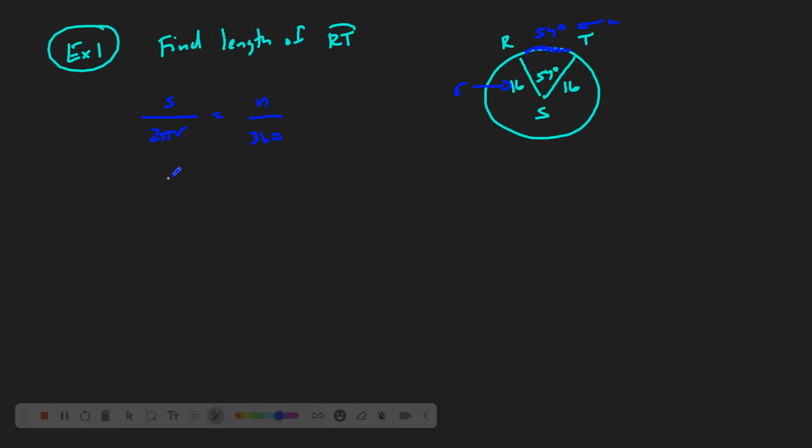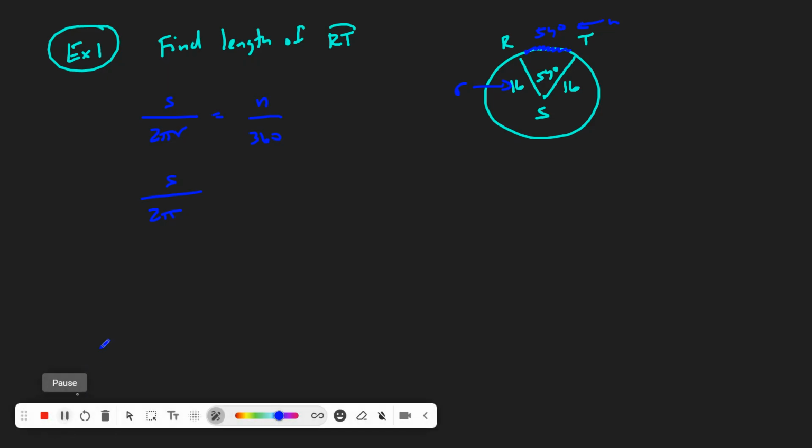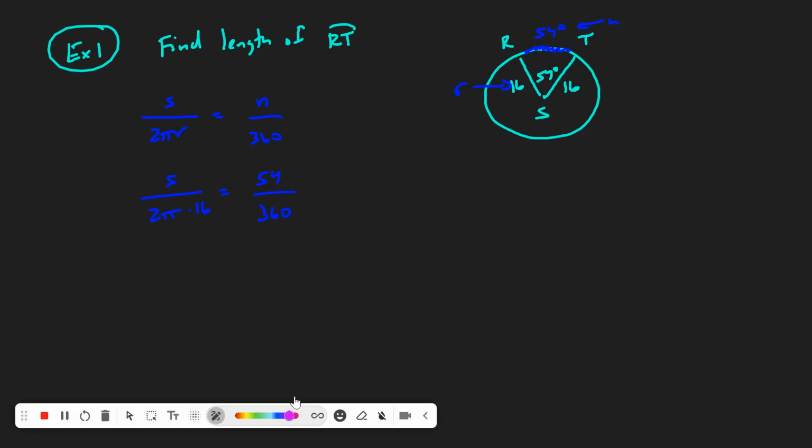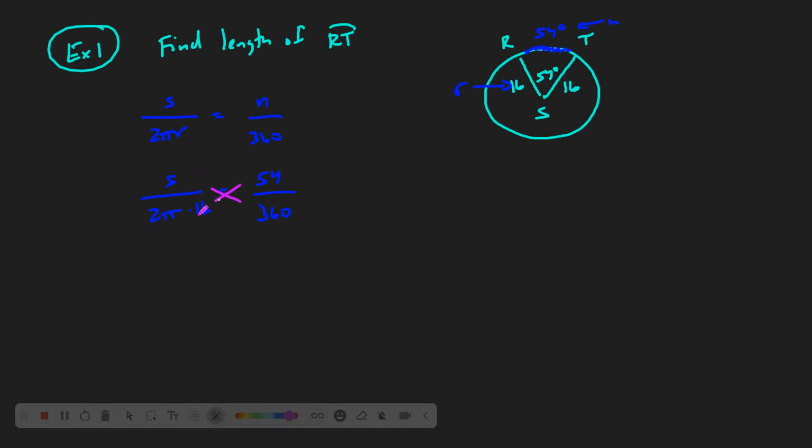So we do S for our arc length, and your radius is 16, equals N, which is our arc measure of 54, over 360. And now we're going to solve this just like we did our proportions. We're going to cross multiply.